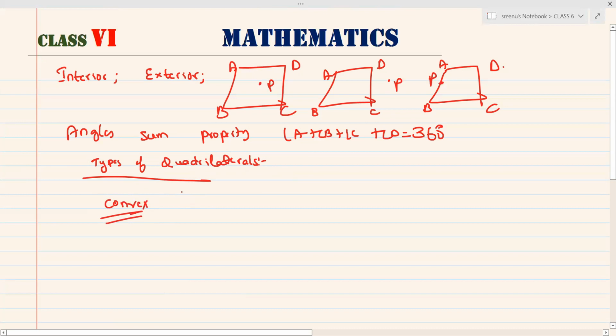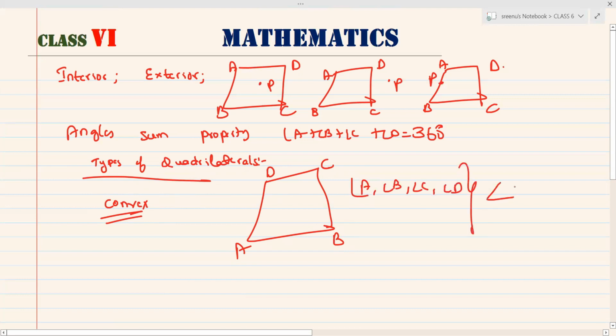A convex quadrilateral is a quadrilateral in which the measure of each interior angle is less than 180 degrees. So there are 4 interior angles here: angle A, angle B, angle C, angle D. The measure of each is less than 180 degrees. That is called a convex quadrilateral.